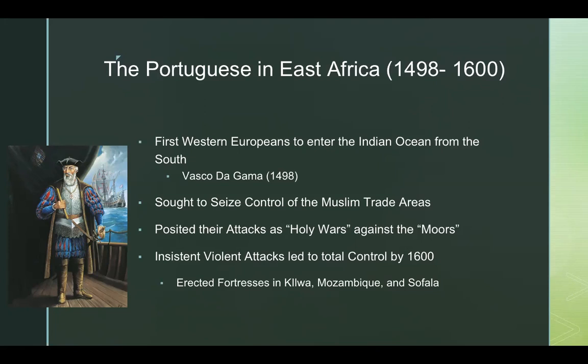The Portuguese were the first Western Europeans to enter the Indian Ocean from the south, right? This really marked the beginning of the end for the glory days of the Swahili coast. A lot of Europeans had been to the east of Africa by way of the Arabian Peninsula. The Portuguese are the first to come all the way down the west coast of Africa, past Senegambia, past Angola, all the way down to modern day South Africa, then up past Mozambique and onto Azania. They were the first ones to do that, under the leadership of Vasco da Gama, as part of their trip trying to figure out how to get to India.